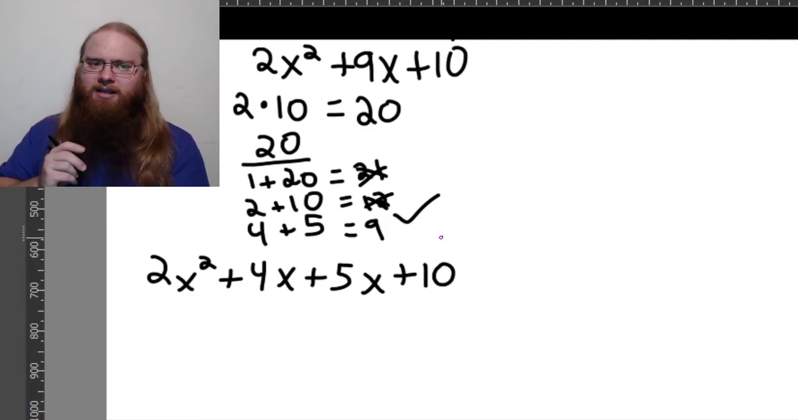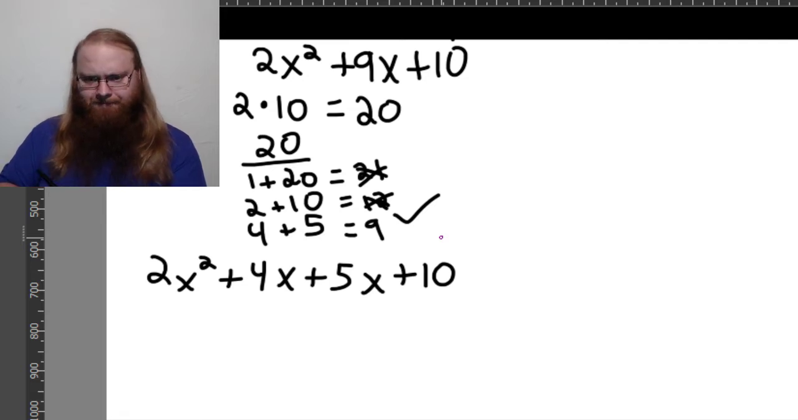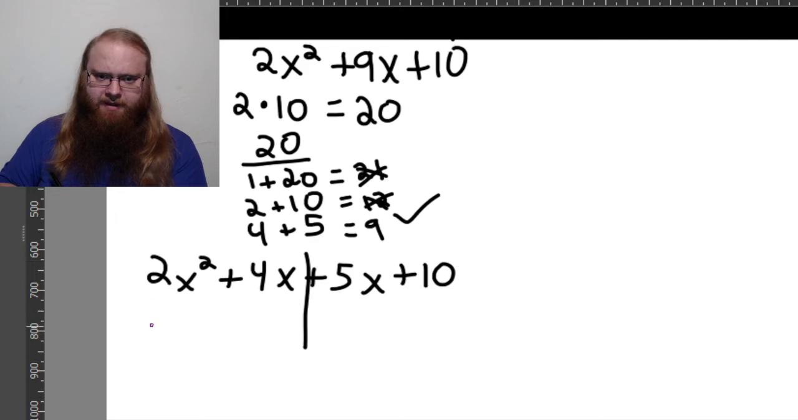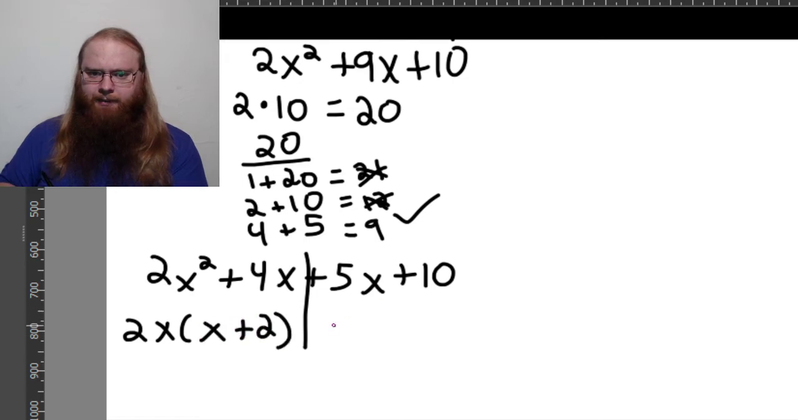Now, some of you guys might be ahead of me on this one, but what do we do when we have a 4-term polynomial? I'm going to factor by grouping here. So let's cut this in half and factor this out. I'm not going to go through with all of the factoring for these. We can factor out a 2x here, leaving us with just x plus 2. And we can factor out a 5 here, leaving us with just an x plus 2.